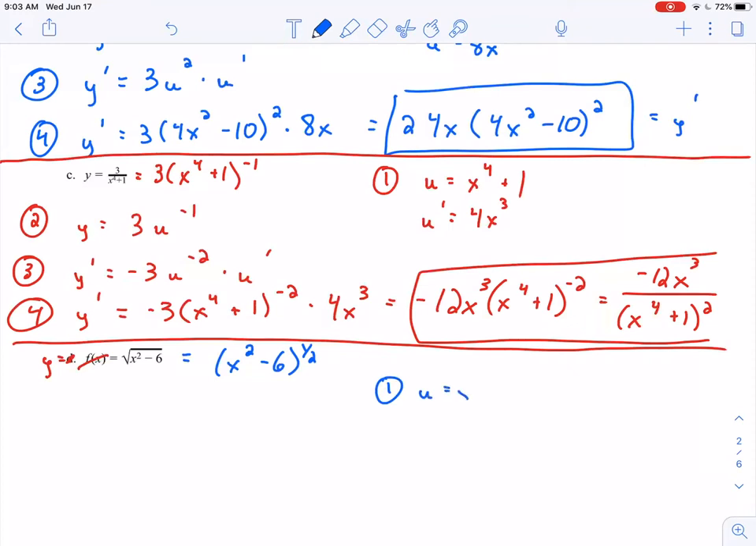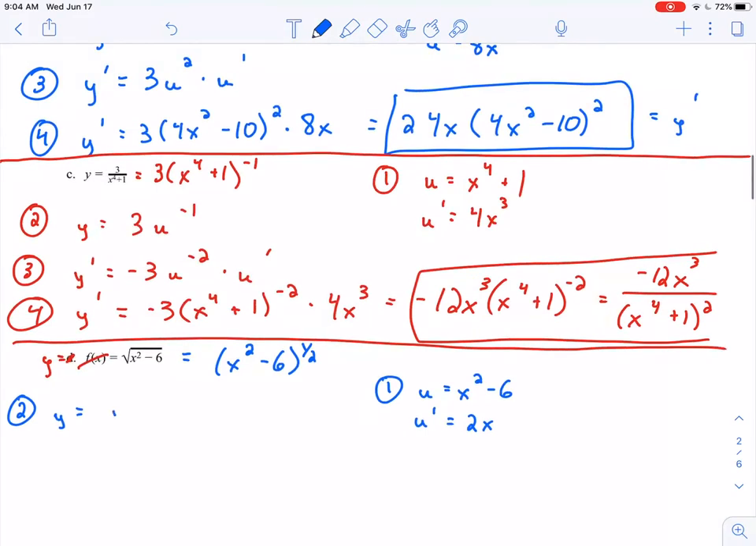U is going to be x squared minus 6. Let's find u prime as well. Derivative of x squared minus 6, that is 2x. So my second step when it comes to rewriting over here, y is equal to, I'm going to take out my u, which is x squared minus 6, replace it with u. So this really says u to the 1/2 power.